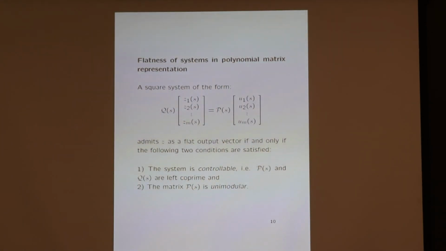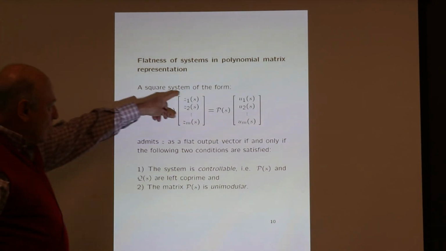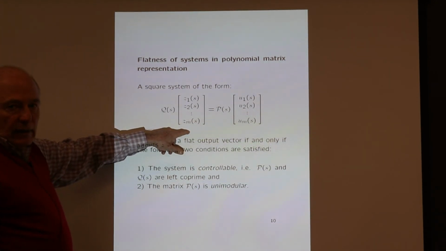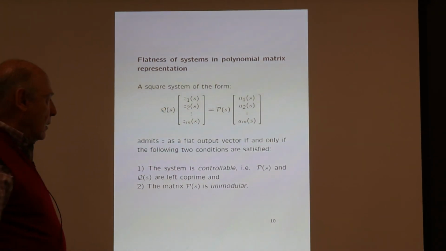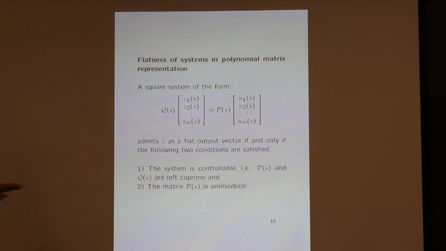If those two conditions are satisfied, then the system is flat, and the flat output corresponds to the actual output of the system. Of course, we still have this possibility for later on when we have a different representation. We will find a flat output when the flat output is not the output y of the system.